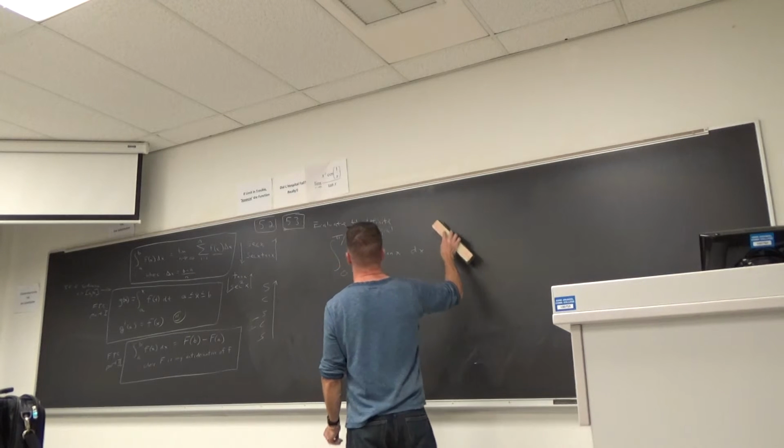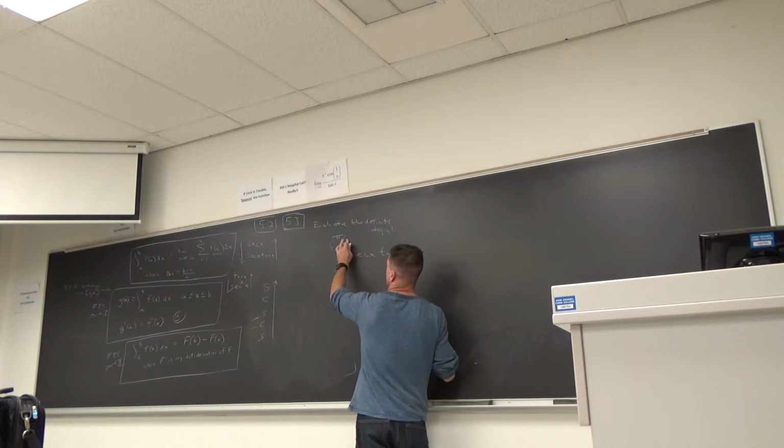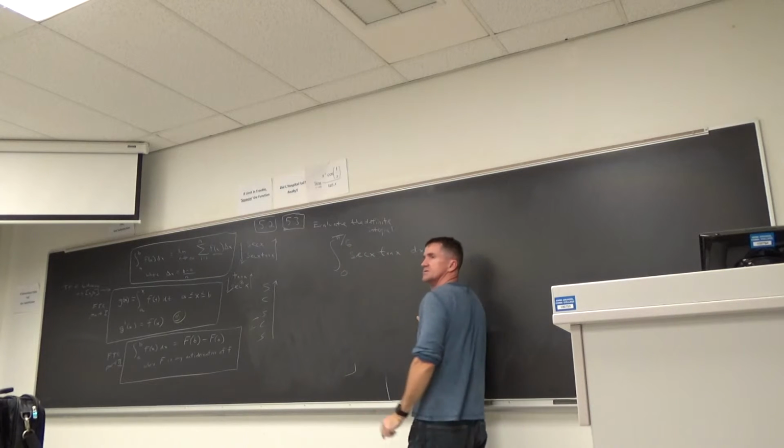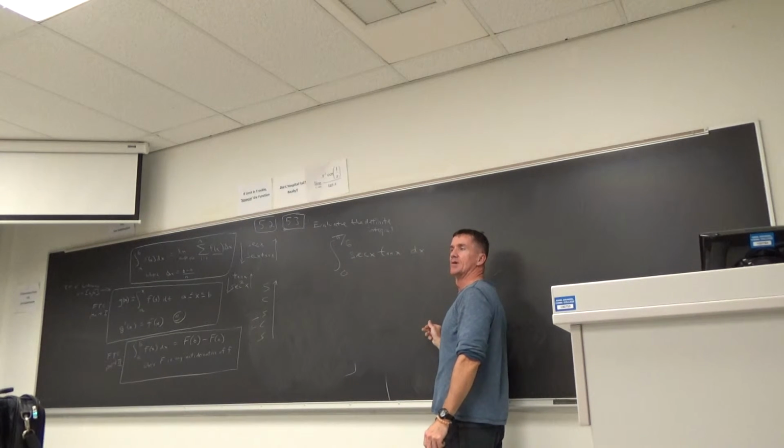Zero to pi over 3. All right. Hey, Ellen, would you do me a favor? Would you make that power 6? You know why? I'm going to write this.